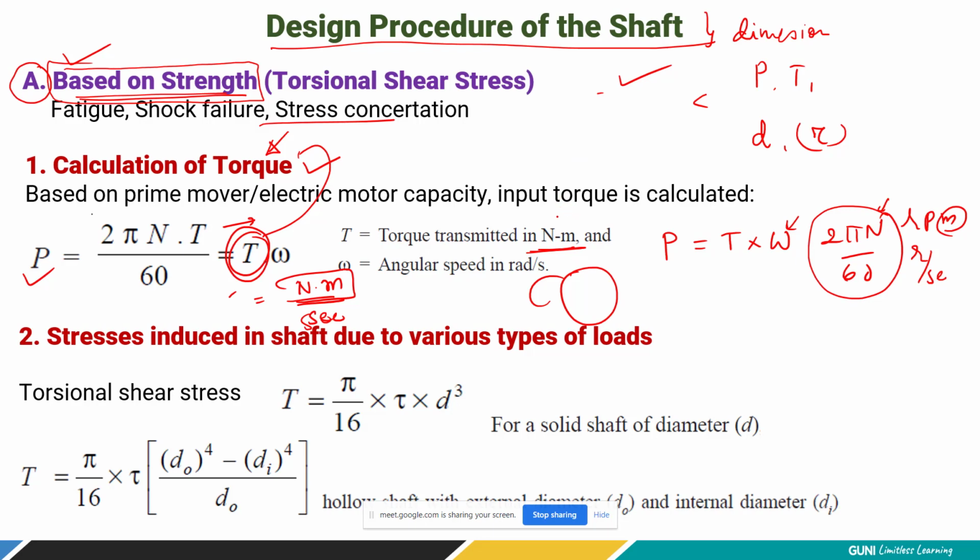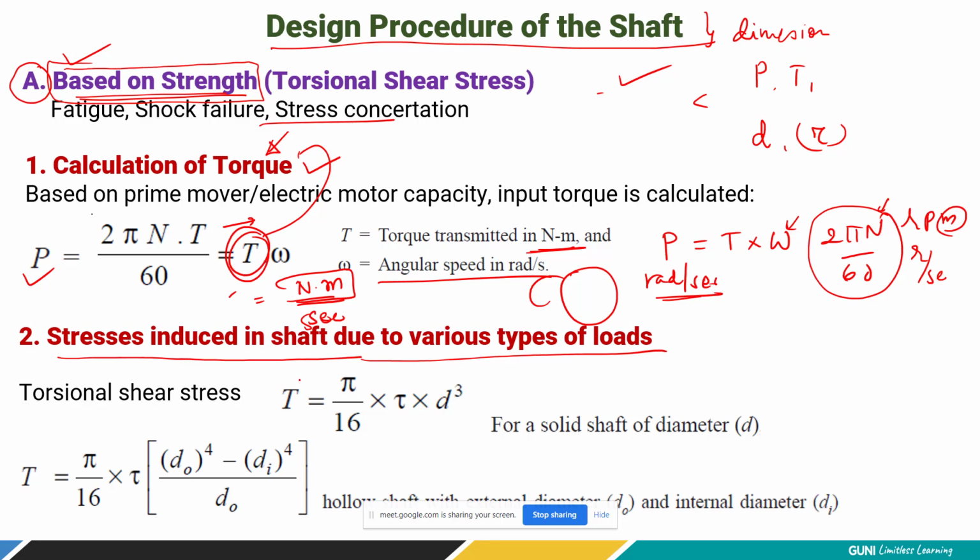It is always in Newton meter, right? And angular speed is always in radian per second, that is rotation per second, okay? Now, what is the second step we are going to do? We are going to check the stress induced in the shaft due to various types of load, right?